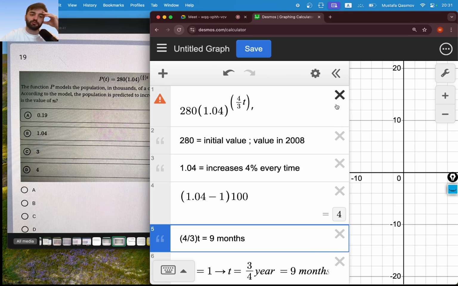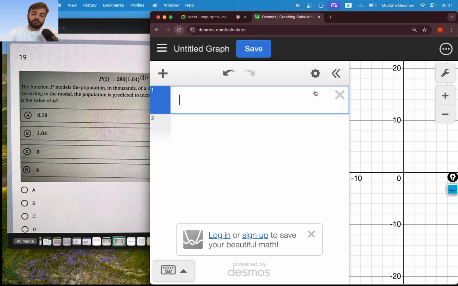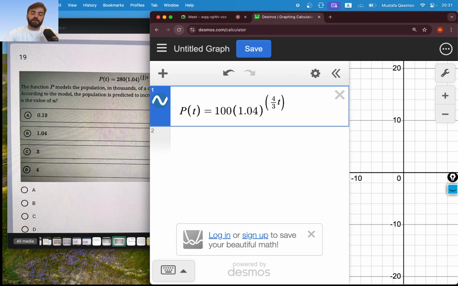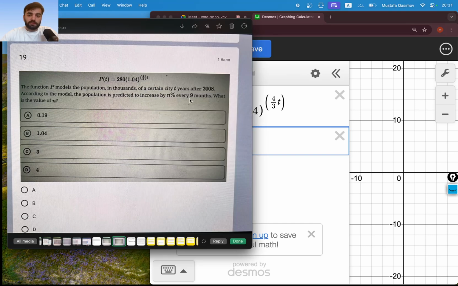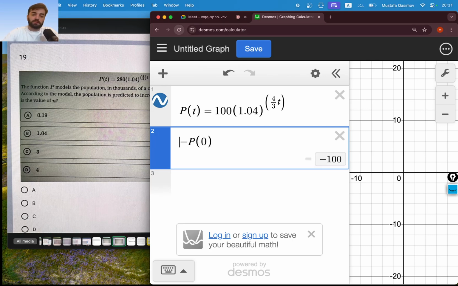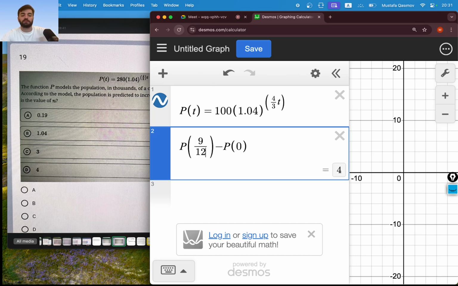Okay, and if you want, you can also look at it like this. You write the function p of t equal to, instead of 280, you write 100, and write it here like that. It says that after every 9 months, so you have to write p of 0 subtracted from p of 9 months. But we know that 9 months is actually 9 over 12 of a year, right? So you will also get 4. Is it clear? Yes. Okay, let's continue.